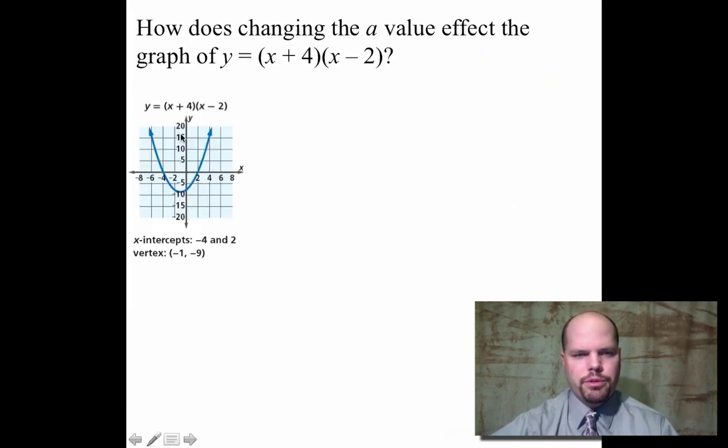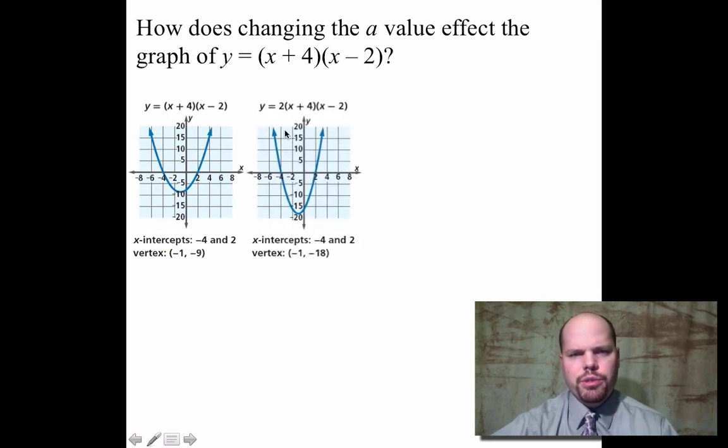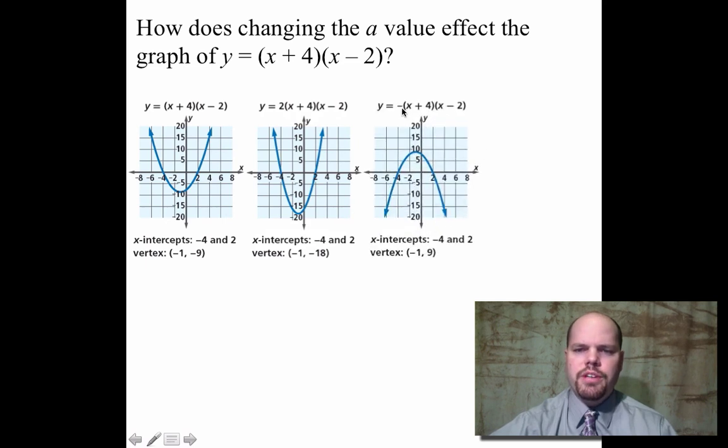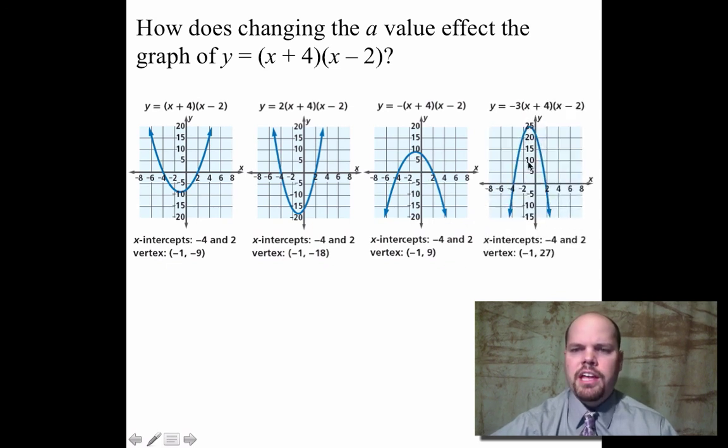Okay, so showing you the pictures again here. If the a value is 1, we had a vertex at -1, -9, but the x-intercepts didn't change. Okay, so if we change this to 2, where the vertex occurred does not change, just the y value changes, and the x-intercepts didn't change. As it changes to a -1, now it makes the vertex a maximum, and it opens down, but the x-intercepts don't change. And if it changes to a -3, the vertex x value stays the same, y value goes to 27, so it gets a little bit steeper.